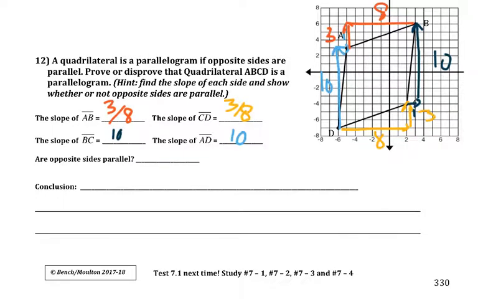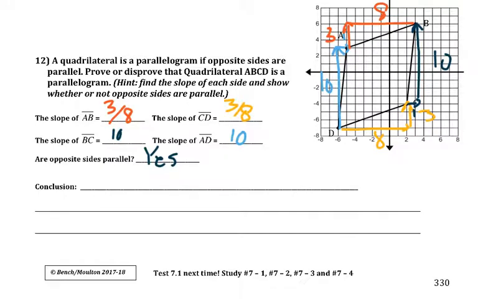Okay, are opposite sides parallel? That's what we're checking. So is BC parallel to AD? Yeah, they have the same slope. They're both 10. So those are. Now we've got to check the other opposite sides. So AB and DC, are those parallel? Well, again, they have the same slope, so they are parallel. So we're going to say yes, opposite sides are parallel.